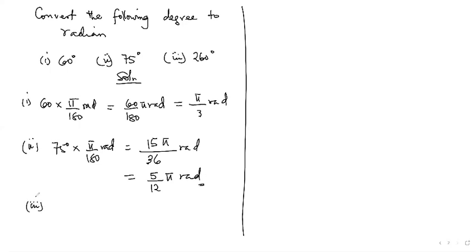The third one, 260 degrees, you multiply by pi over 180 radian. So the 0 will cancel 0. Then 2 into 26 is 13, and 2 into 18 is 9, and you get 13 over 9 pi radian. So basically, that's how we solve questions like this.